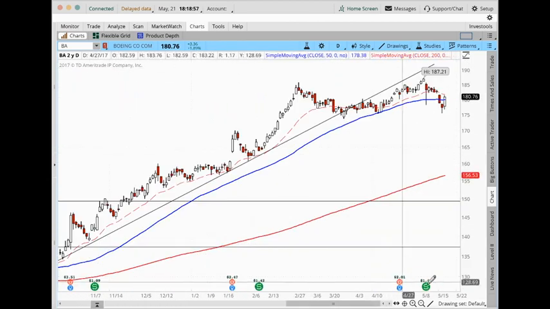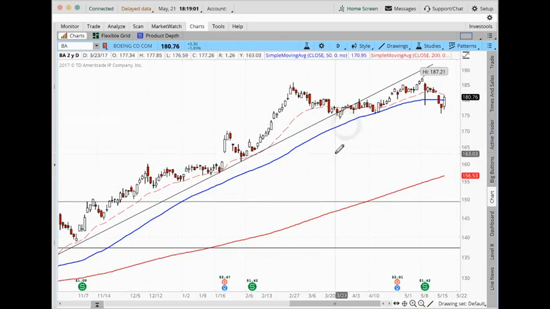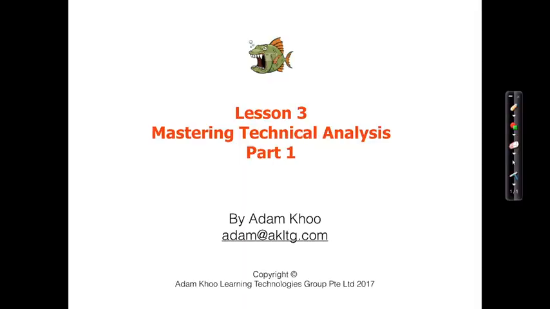Again, during the specific strategies, I'll show you which exact moving averages to use. For this case, I'm just showing you how you can install it in your software. So let's go back to the lesson. This concludes Lesson 3, Mastering Technical Analysis Part 1. I'll see you in Lesson 4, where we look at Part 2 of Technical Analysis. Till then, Adam Khoo signing off.